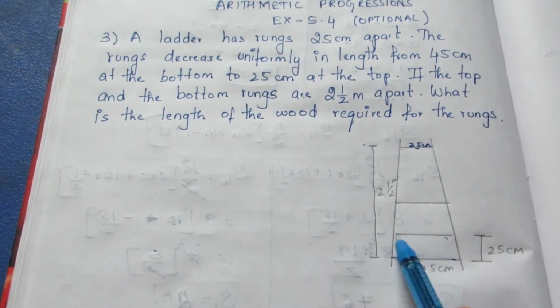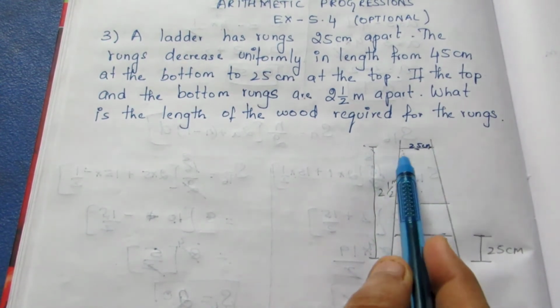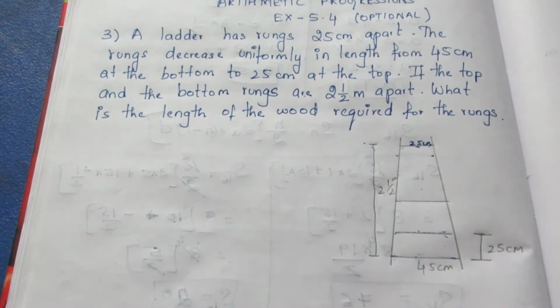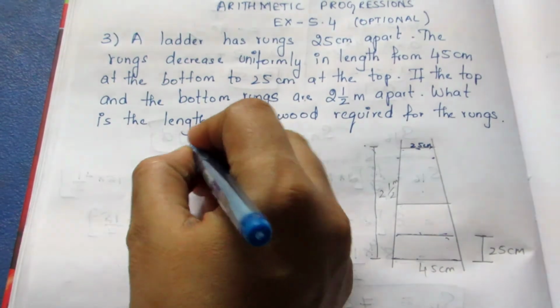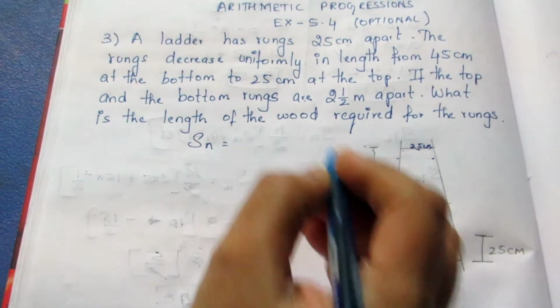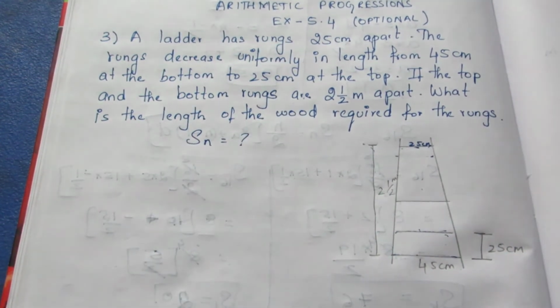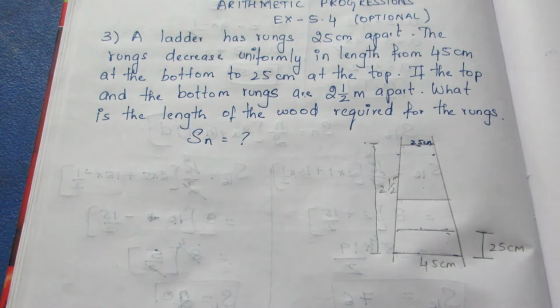So they have asked for the length of the wood, that is we need to add each rung, because this is 25 centimeter, the next can be any number. Adding everything, we will get the total length of the rungs. It's just the addition, so we need to find Sn.